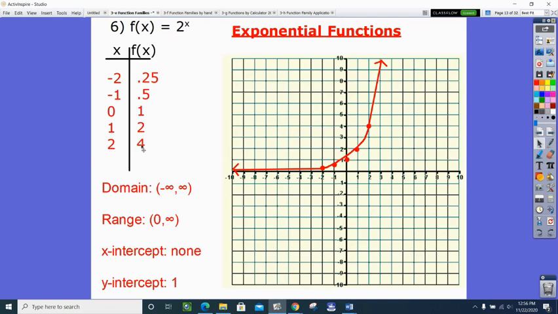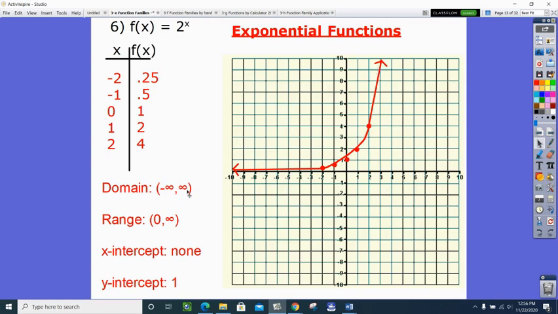And of course, I would imagine these were pretty easy. 2 to the first is 2, and 2 to the second is 2 times 2, which is 4. I plot these points, and we talked a little bit about this with our geometric sequences in the first unit, but we're getting an exponential growth curve, basically.